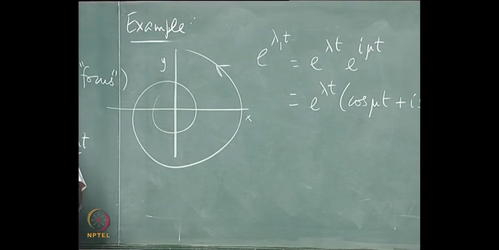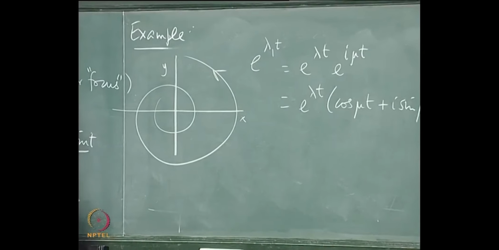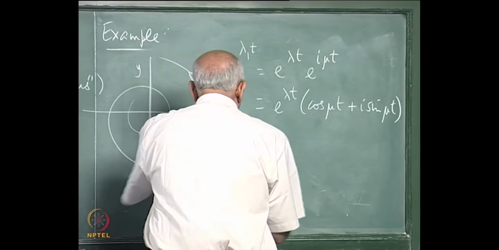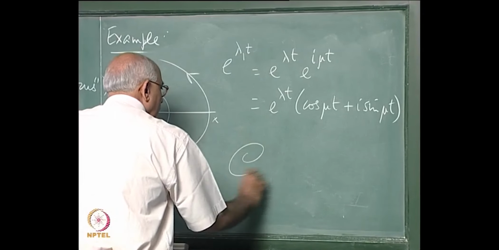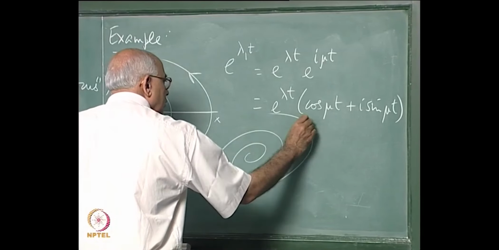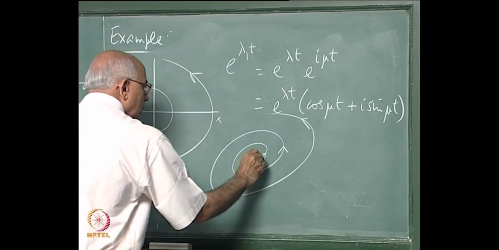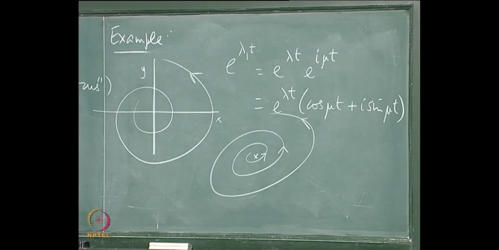It could get squashed in one direction, turned around and extended in the other direction maybe, therefore it would perhaps look in this fashion. This would be the general flow around a spiral point which is unstable. And it is unstable because lambda is positive.